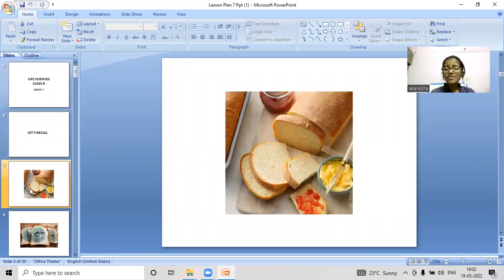There are some pictures. You just have to see these pictures. What can you see in this picture? Yes, it is a loaf of bread. You can write your answers in the comment box below. Yes, it is a loaf of bread, right?